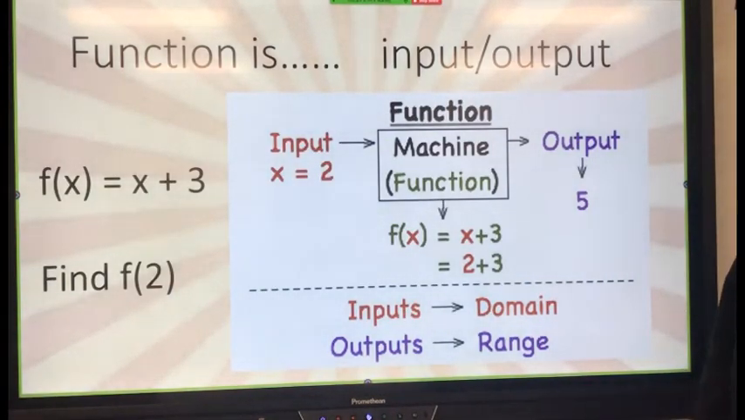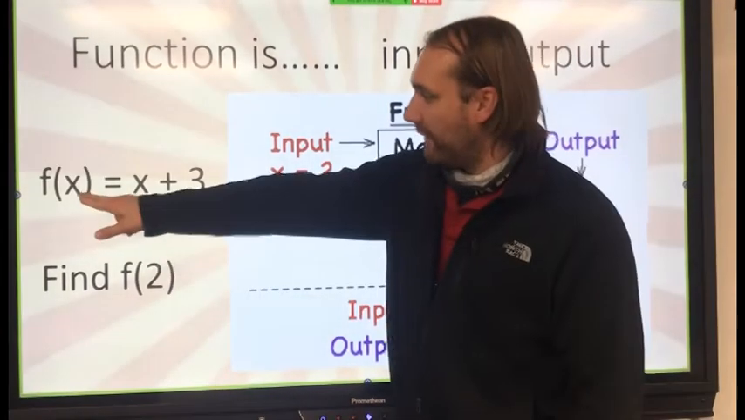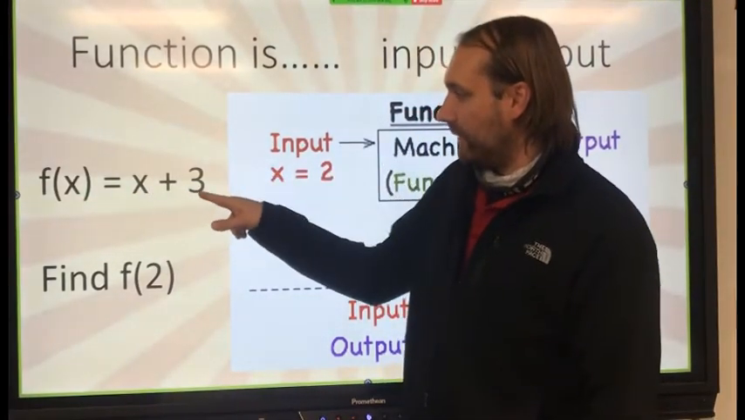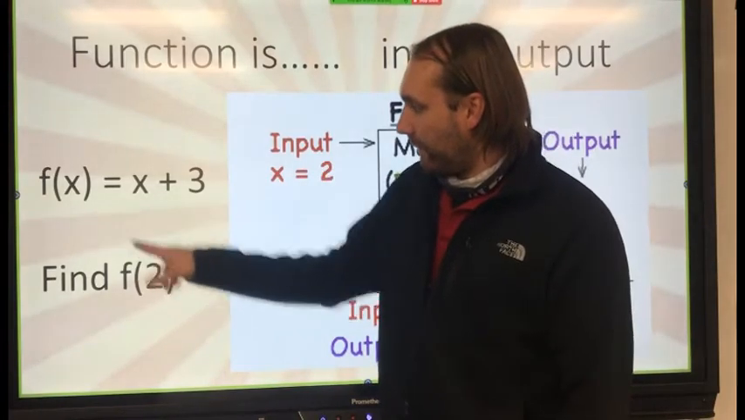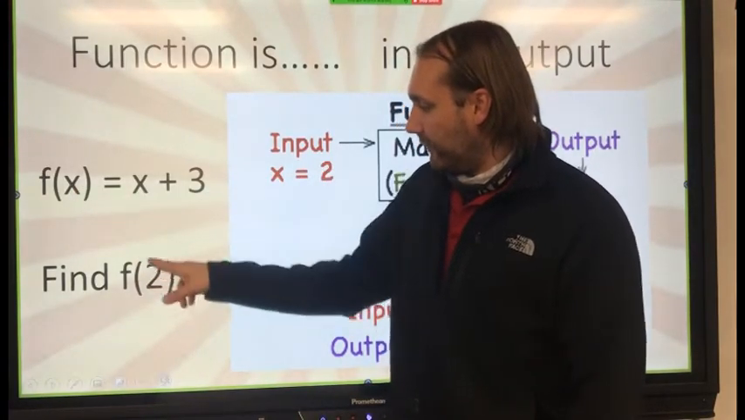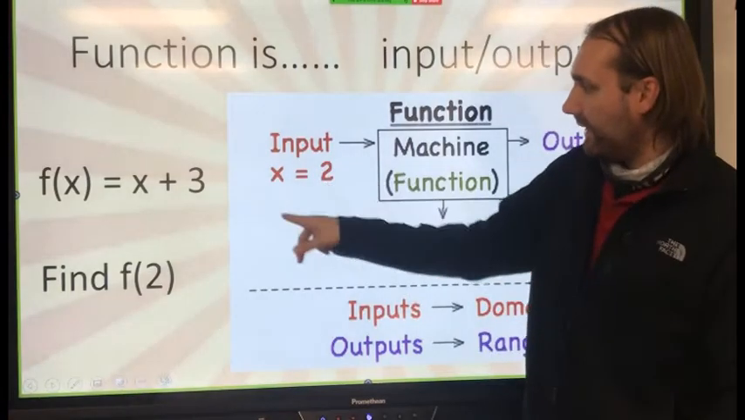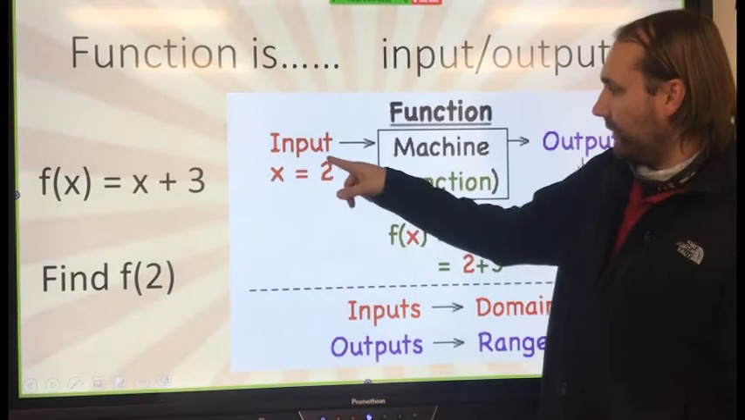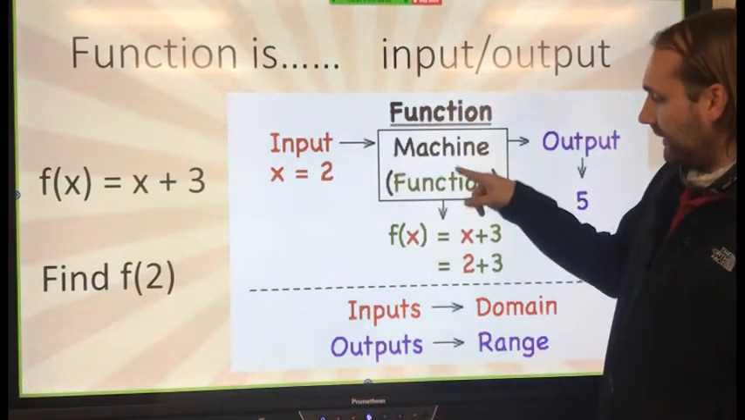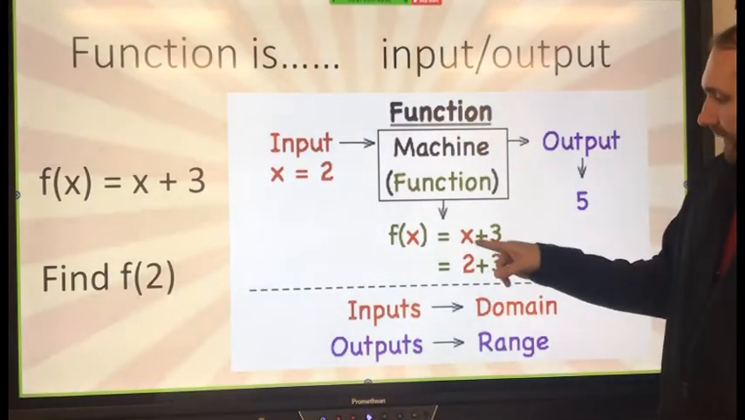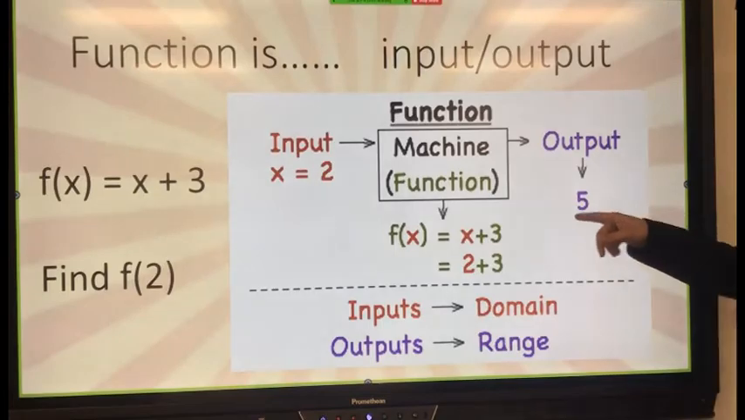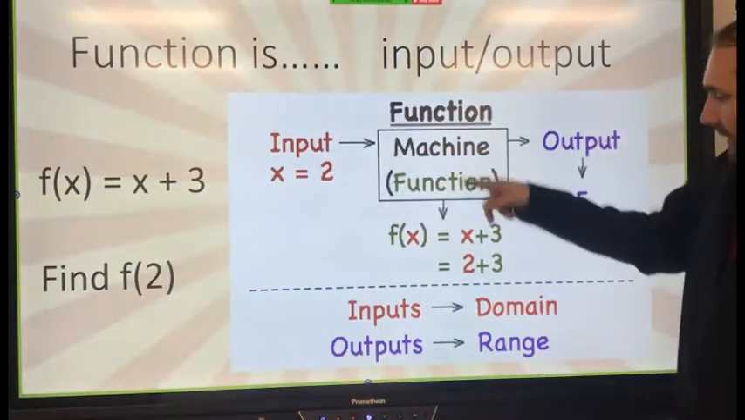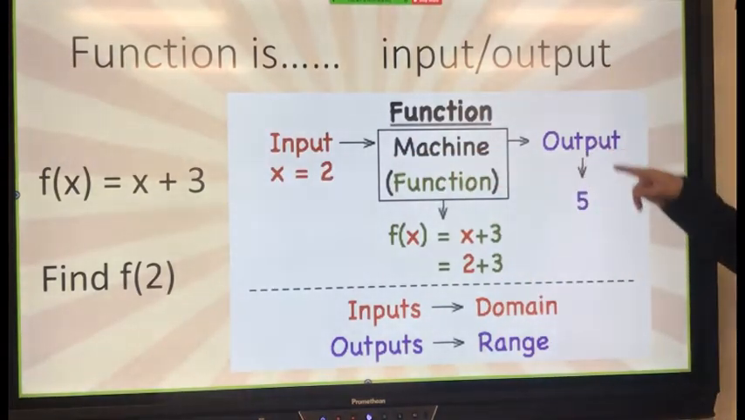Here's an example of how a function works. So I have f of x equals x plus 3. I want to find f of 2. So notice I'm replacing all of my x values with the number 2. That is going to be my input. So where x equals 2, I'm going to plug into the machine. Come down here and work it as x plus 3, which is 2 plus 3, and I get some output, 5. So input 2 gets worked out. 2 plus 3 is 5.